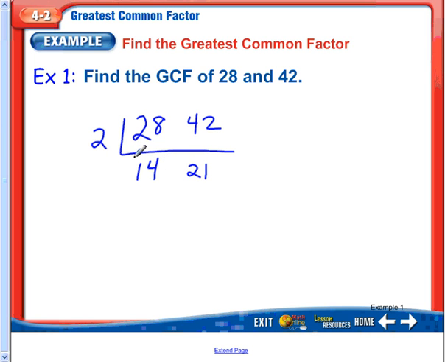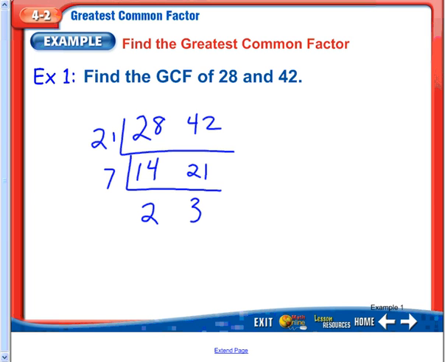Neither 14 nor 21 are prime numbers, so we will do it again. Now I'm going to try to find a bigger number that can go into both 14 and 21. I know that 7 goes into both 14 and 21. 7 goes into 14 2 times. 7 goes into 21 3 times. Since both 2 and 3 are prime numbers, I am finished.